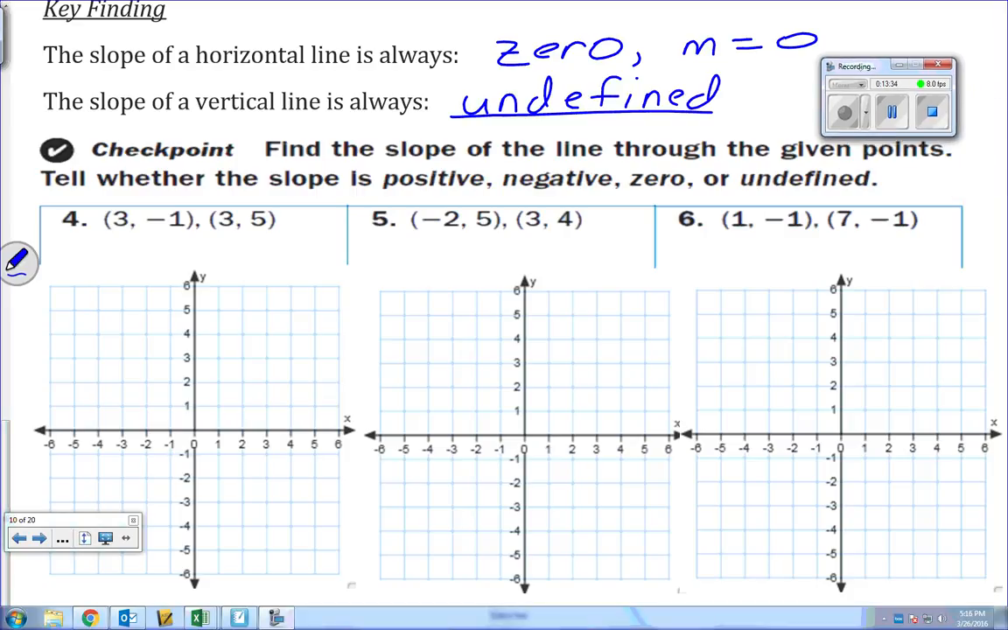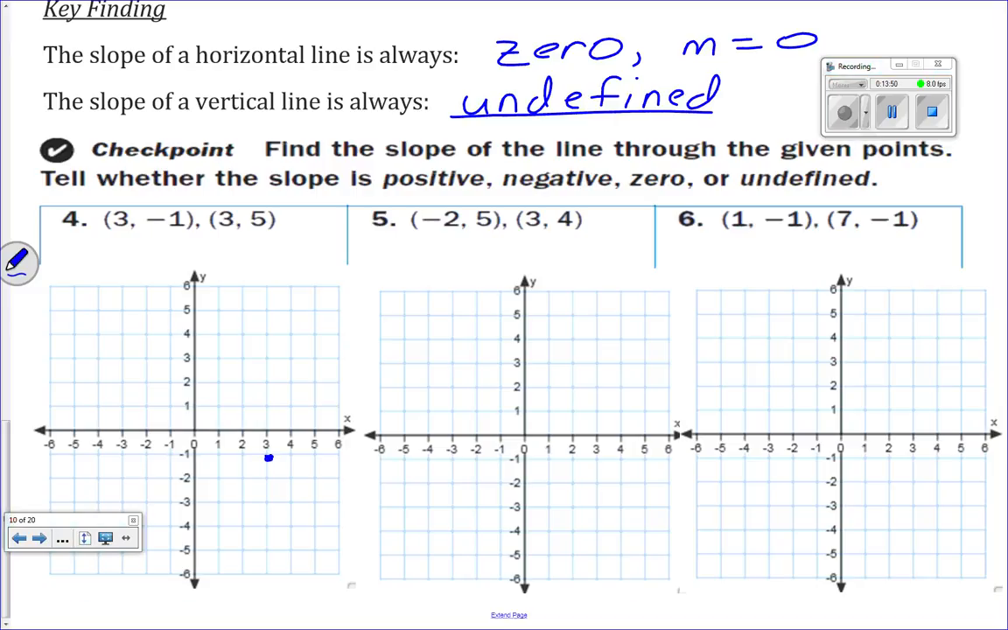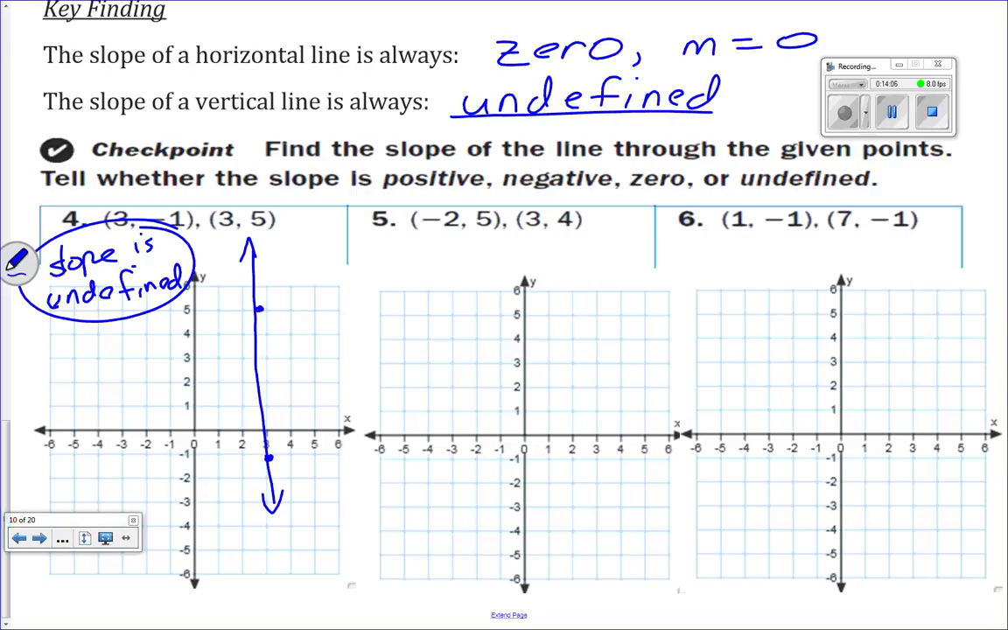Okay, hopefully we all tried them. We have some answers. Let's check and see how they went. Find the slope of the line through the given points. Tell whether the slope is positive, negative, 0, or undefined. So let's plot our points. 3, -1 is right here. 3, 5 is right here. That line is straight up and down. The slope is undefined. Okay, can't do it. Let's look at this one.